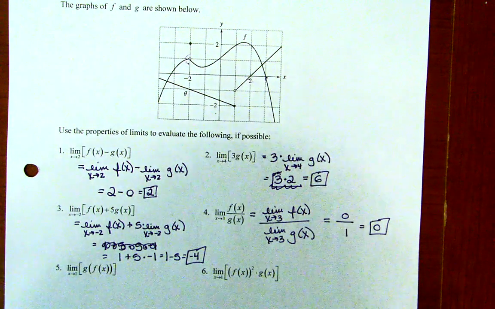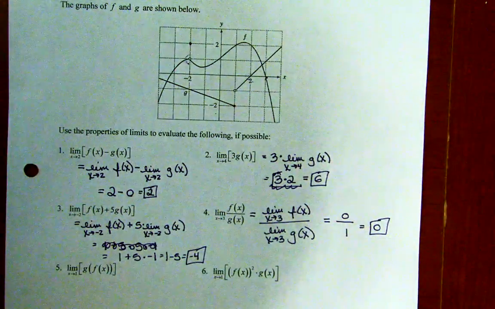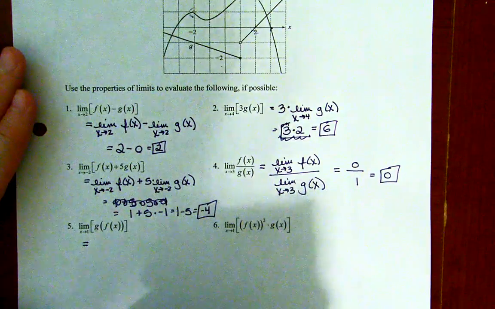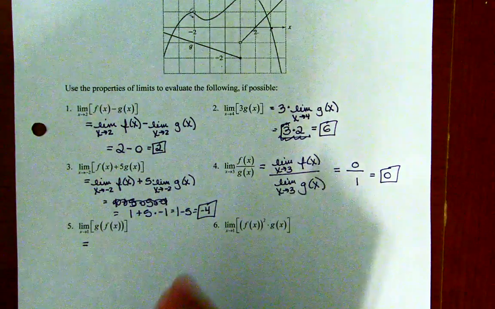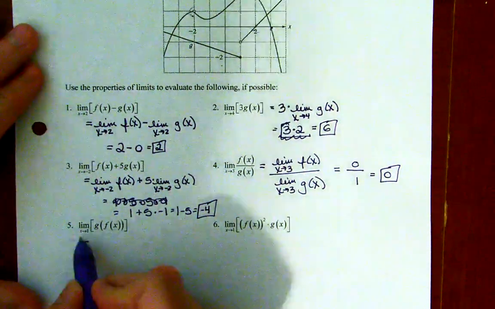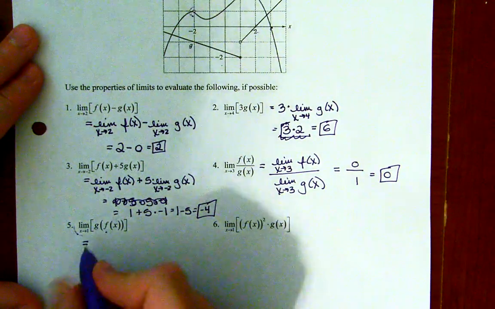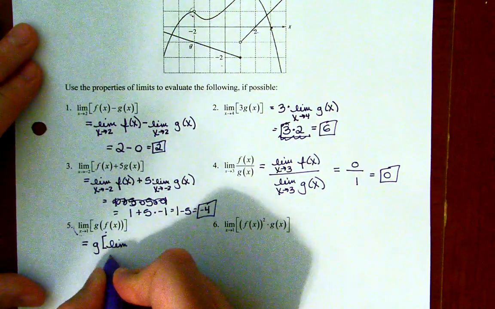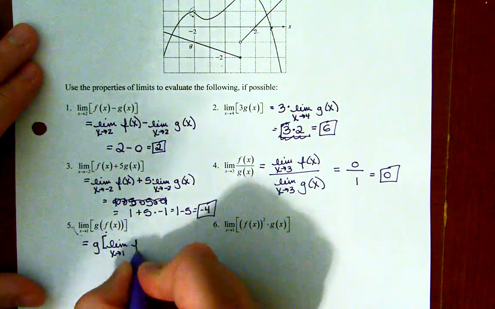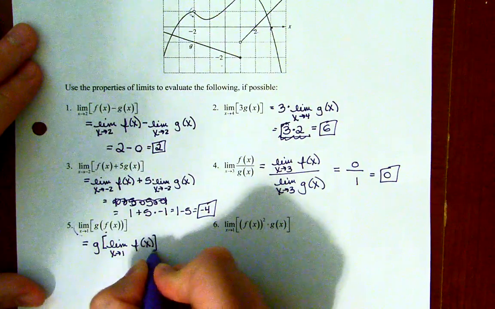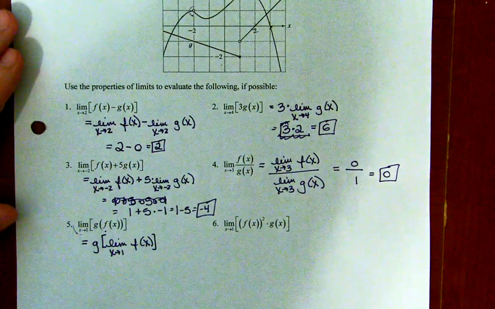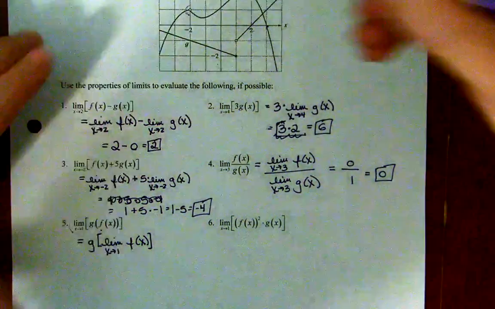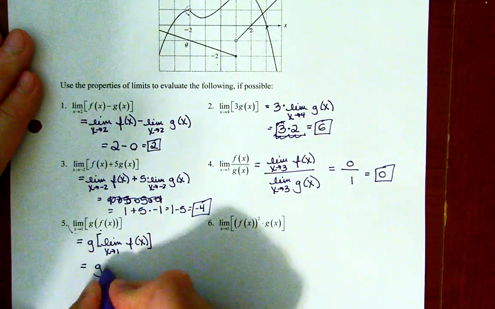I want to try number 5 with you just because the composition stuff's a little weird notation-wise, maybe. Our composition rule says as long as continuous things check, and we'll kind of see that as we go about doing this problem, I'm allowed to move this limit inside my outer function. So I'm going to say this is g of whatever the limit as x approaches 1 of f of x is. Okay, limit as x approaches 1 of f of x. That looks like 2. So this problem becomes g of 2.